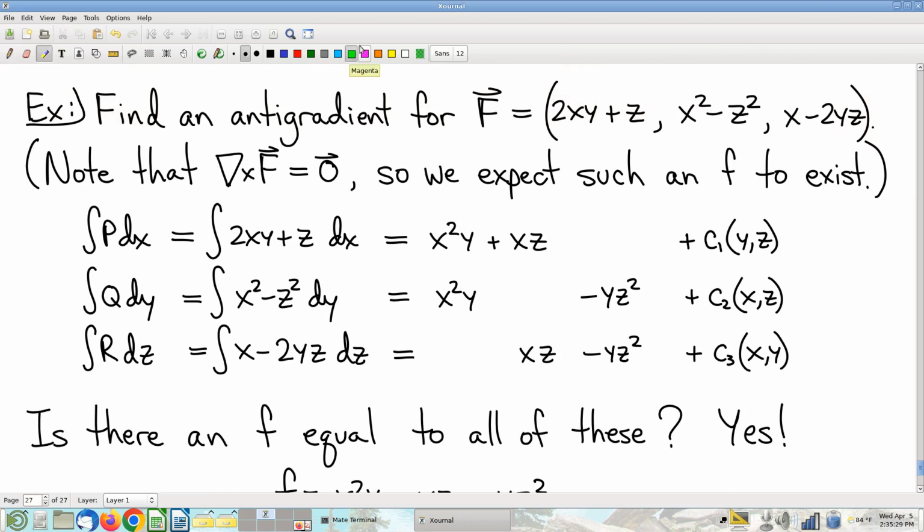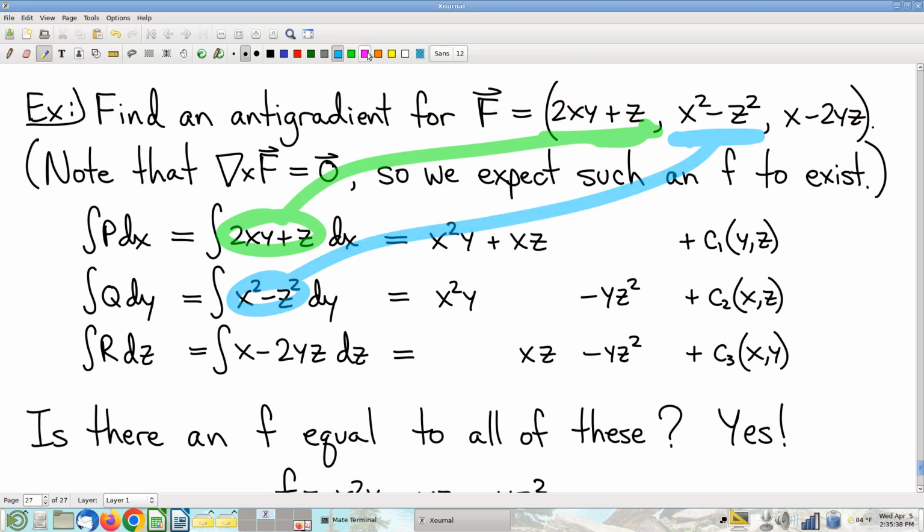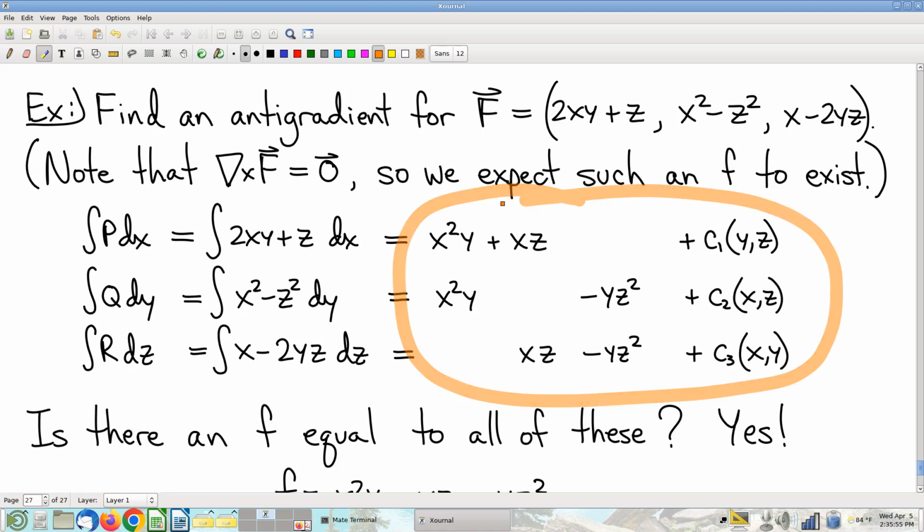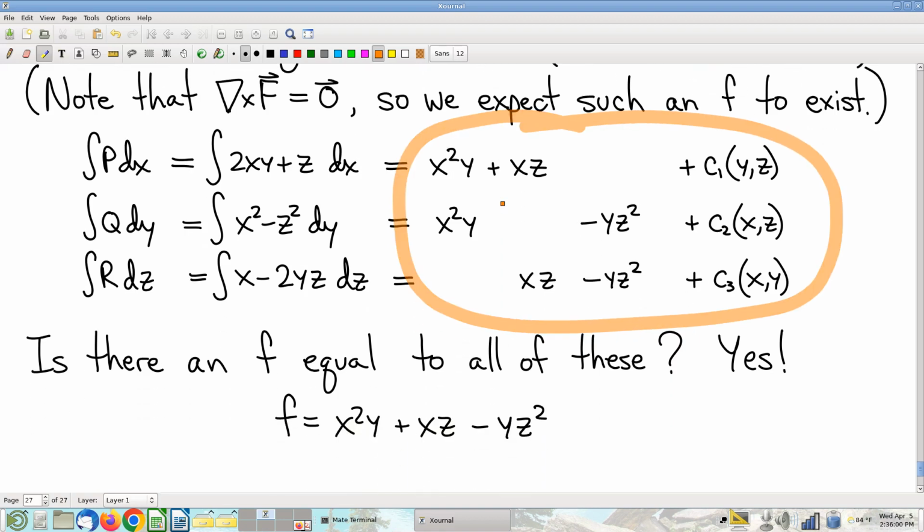Let's look at the first coordinate. Take the x antipartial. Second coordinate. Take the y antipartial. Third coordinate. Take the z antipartial. Easy antipartials, and it's tempting to say, ooh, those are different. You can't have a function that's equal to all three of these. Right? But again, we got to account for the constants. Really, it's these that I need to all be equal to each other. And this I can do.